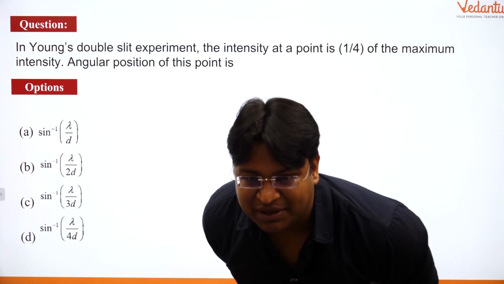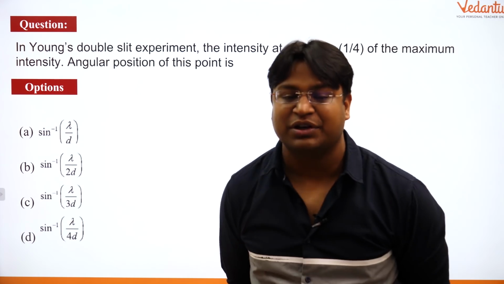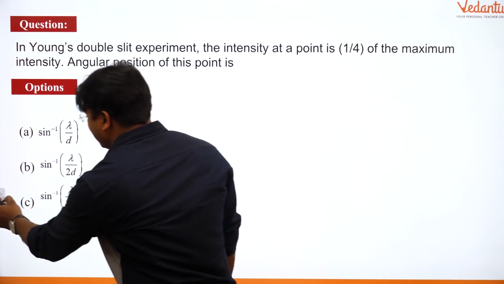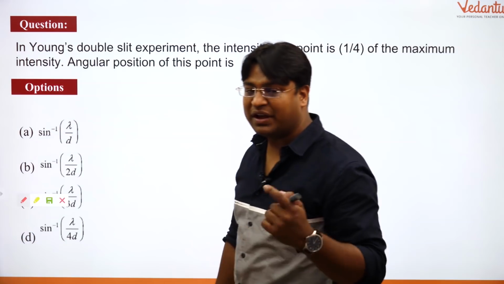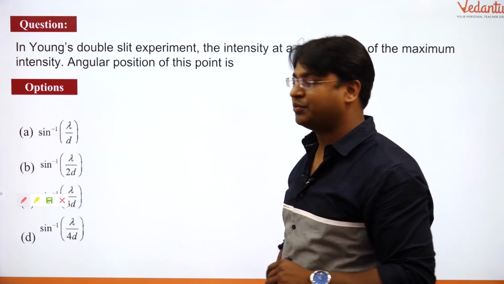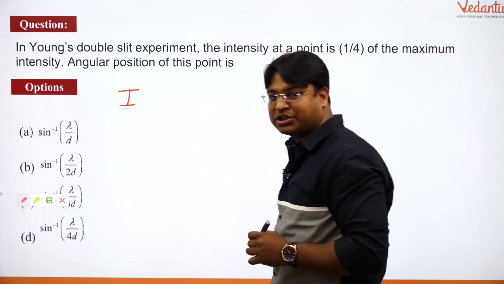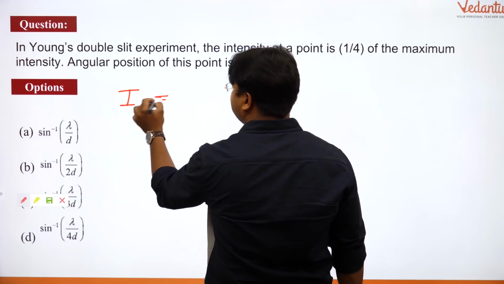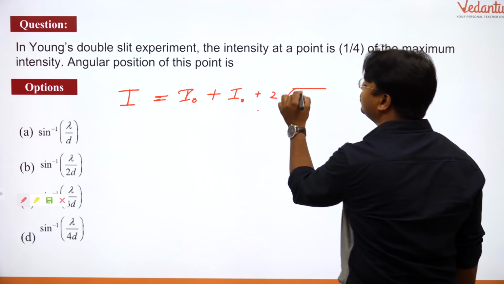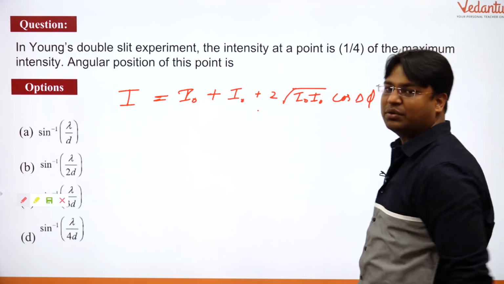Young's double slit experiment, intensity at a point is 1/4 of the maximum intensity, find the angular position of this point. Now that's interesting. That's not a regular thing that we do. In this case, we have been given the intensity at a point, and now we have to figure out the angular position of that point. So how do we start this question? We start by writing the expression for resultant intensity, which is I1 plus I2 plus 2 root I1 I2 cos delta phi. My aim is to figure out delta phi.